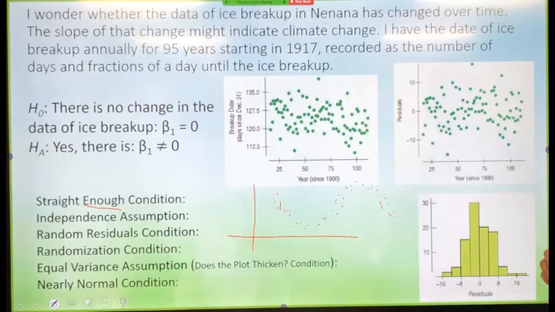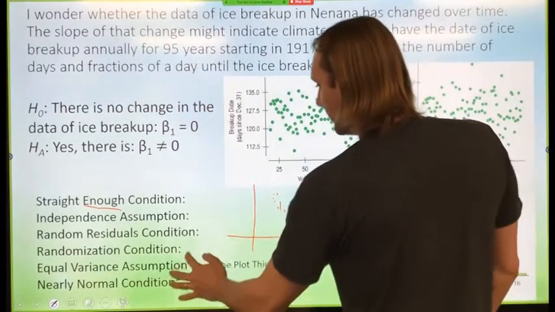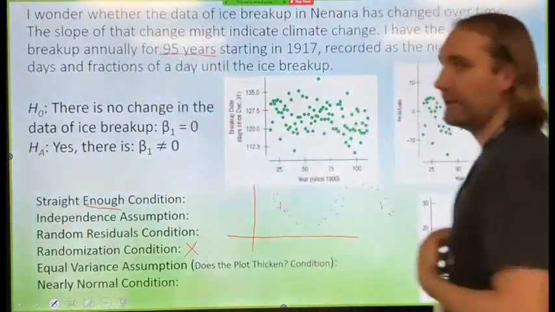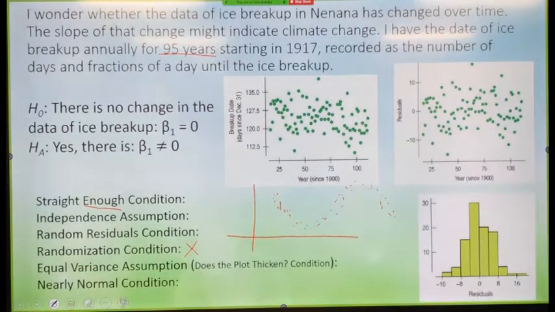Random residuals condition. So look at my residuals. Do they look kind of randomized? I don't see any trend going on. Looks pretty randomized. Randomization condition: I'm not exactly picking my ice breakups by random, so it wouldn't exactly fit this one. But again, like we've seen, it's okay if you don't meet all. You just have to make note of it later in your conclusion. I mean, not much we could do. We do have 95 years of data. We could just pick a couple samples from those 95 years, and then that would satisfy this condition.